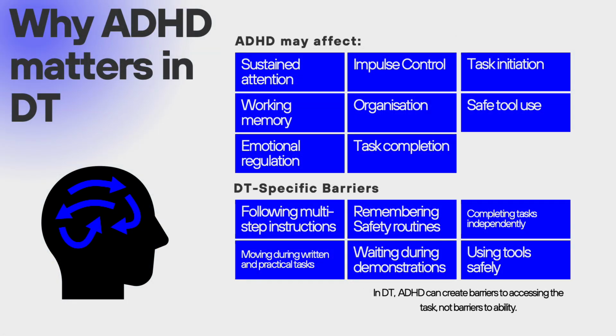ADHD is particularly relevant in D&T because DT lessons place high demands on executive functioning. Pupils are expected to listen to instructions, remember sequences, follow safety routines, move between written and practical tasks, and use tools and equipment safely. For pupils with ADHD, this can create barriers linked to sustained attention, working memory, organisation, emotional regulation, and independence. These barriers do not mean that the pupils lack creativity or practical ability. Instead, they may need the task to be structured in a way that reduces unnecessary cognitive load and supports them to access the learning.